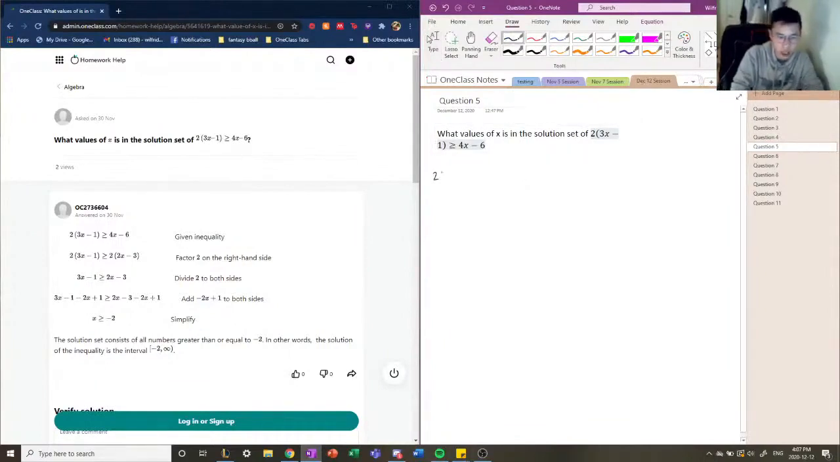So we have 2 times (3x minus 1), and this left side will always have to be greater than 4x minus 6. So the first thing I want to do is get rid of this 2, right? It's the easiest thing to get rid of. So I'm going to divide both sides by 2. Okay? So by dividing both sides by 2, we get this statement. 3x minus 1 is greater than, so 4x divided by 2 is 2x, and 6 divided by 2 is 3. So we get this statement.